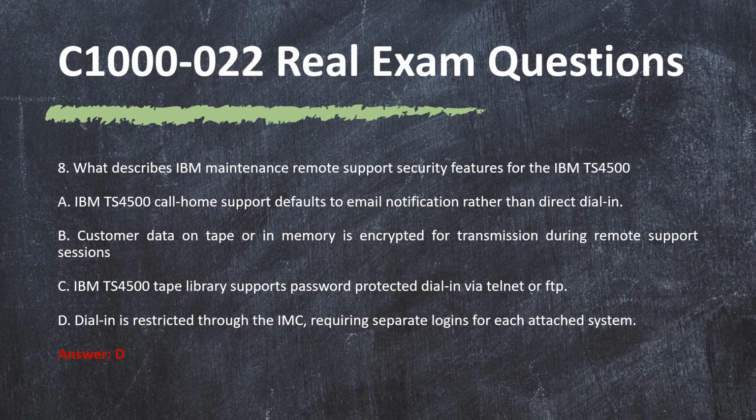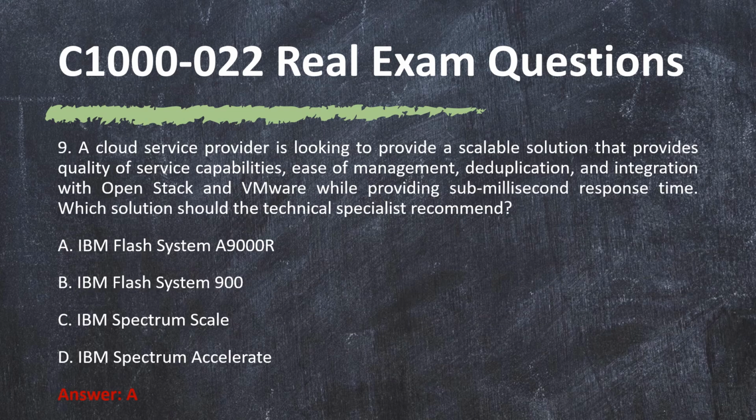8. What describes IBM maintenance remote support security features for the IBM TS4500? A. IBM TS4500 call home support defaults to email notification rather than direct dial-in. B. Customer data on tape or in memory is encrypted for transmission during remote support sessions. C. IBM TS4500 tape library supports password-protected dial-in via Telnet or FTP. D. Dial-in is restricted through the IMC, requiring separate logins for each attached system. Answer: D.